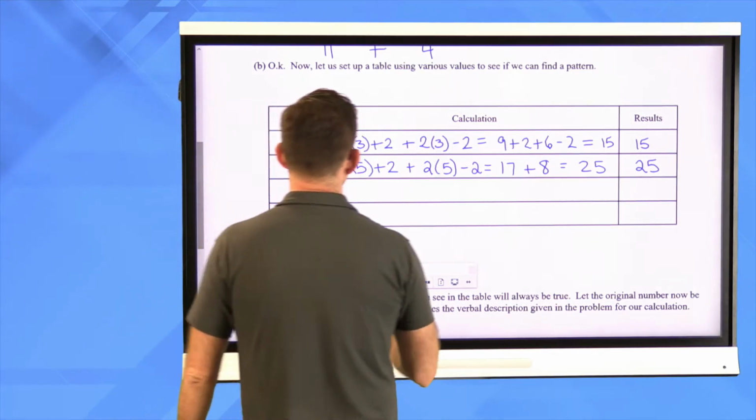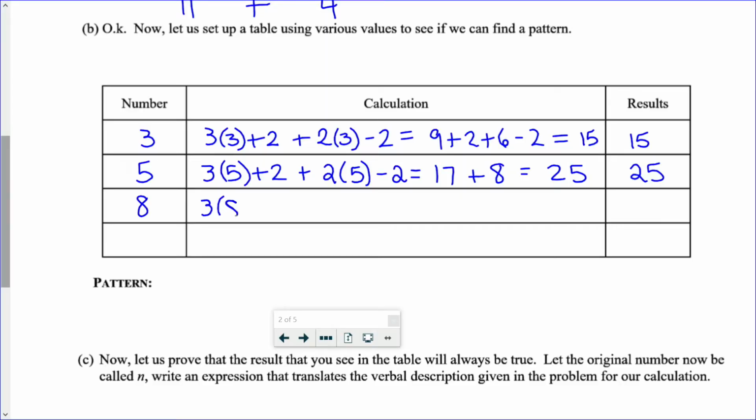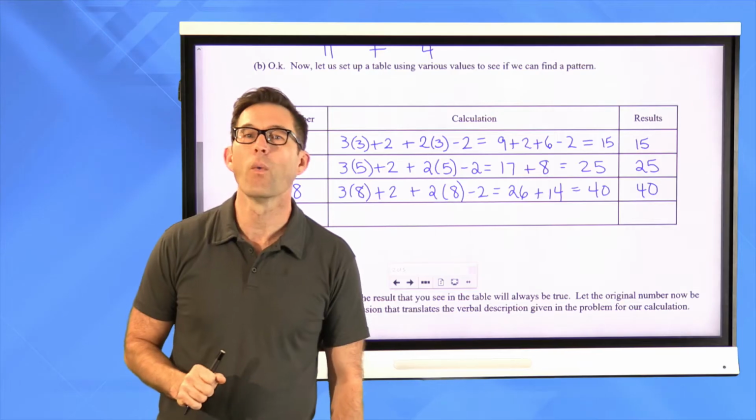All right. If I use 8, I'll have 3 times 8 plus 2, right? 2 more than 3 times the number, summed with 2 less than 2 times the number. 3 times 8 is 24, plus 2 is 26. 2 times 8 is 16, minus 2 is 14, right? So what I will get there is 40. All right, so when I started with 8, the result was 40.